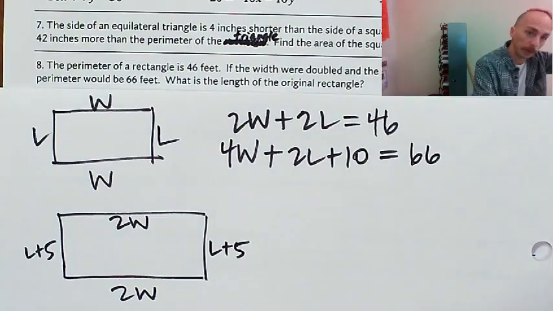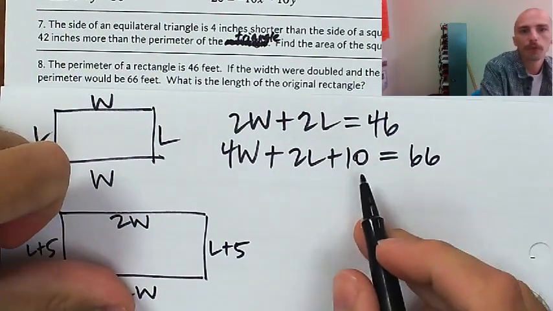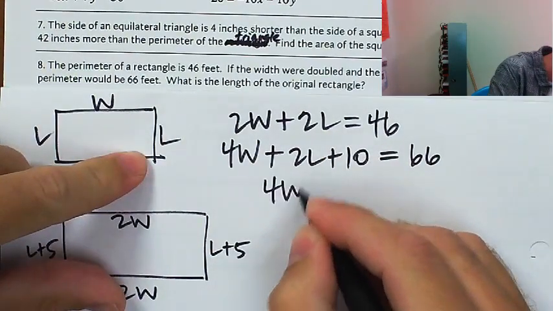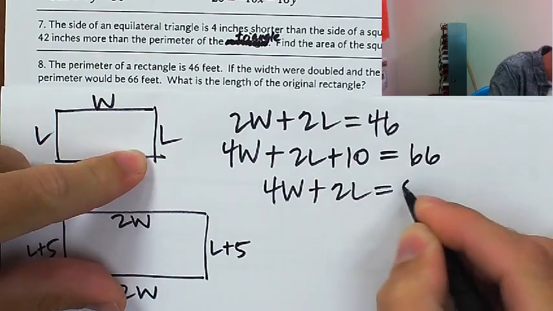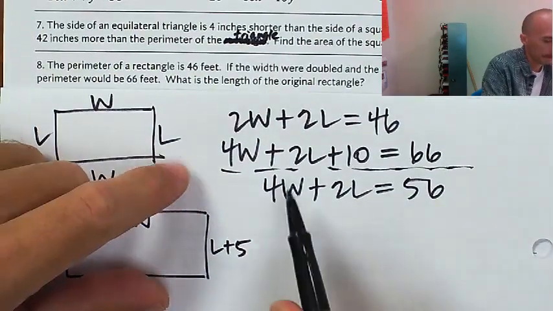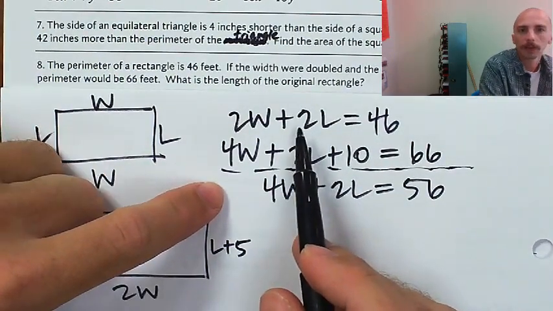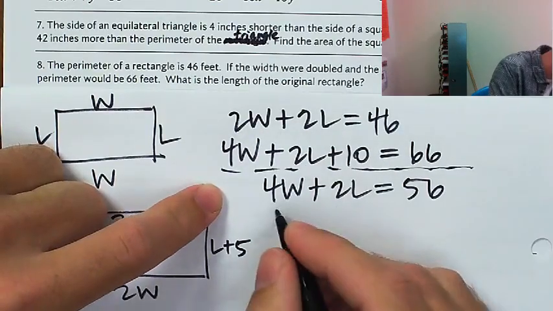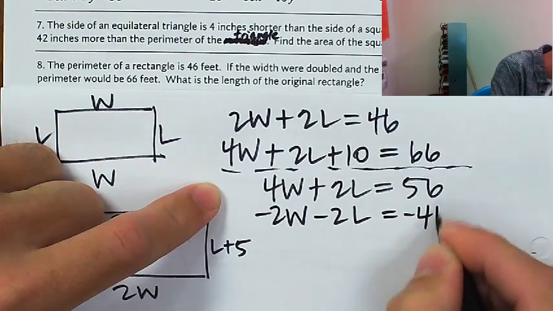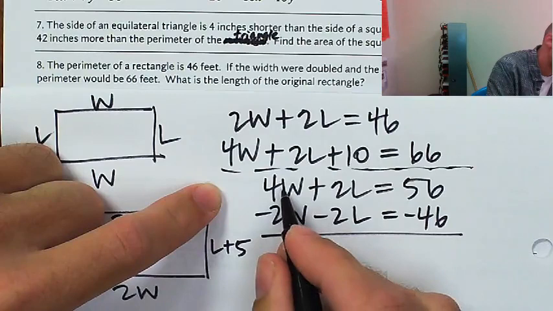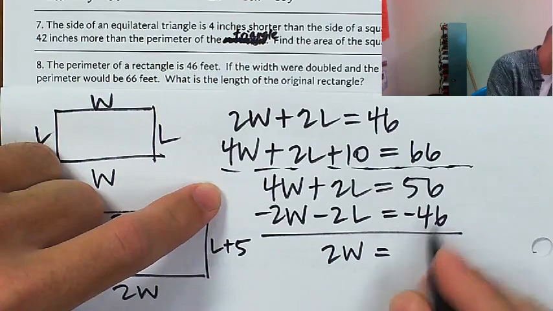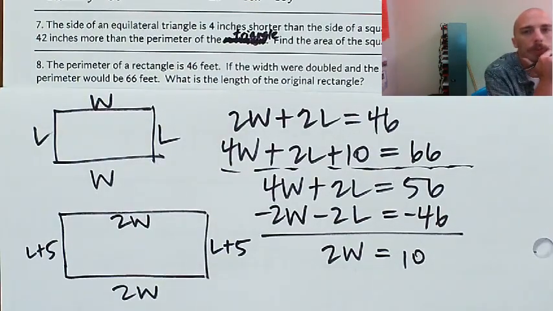Okay, so I think I probably need to just simplify this a little bit. Maybe I'll subtract 10 from both sides to get it set up for elimination. And I'll have 4W plus 2L equals 56. And then, if I'm going to do elimination, I probably want to have a -2L. So I'm going to take this whole equation and multiply it by -1. Then I'm going to add them together. 4W plus -2W, that's just going to be 2W. 2L minus 2L, that's 0. And that's going to be equal to 10 when I subtract 46 from 56.